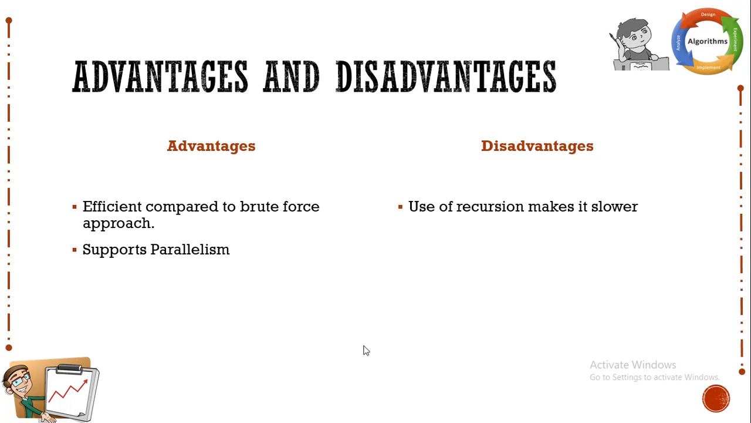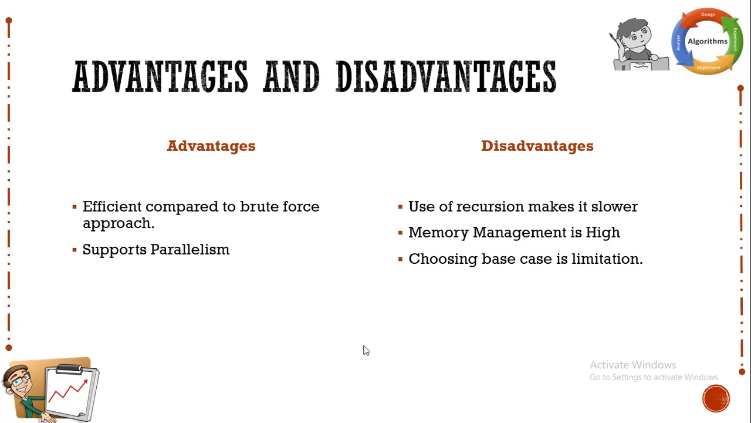Now let's see the disadvantages. Most of the problems that we solve with the help of the divide and conquer approach use recursion, and due to this, recursion makes it slower because we need to maintain the stack. Apart from this, memory management is also high because we make multiple recursive calls and we need to make sure that whatever the output of each recursive call is, we maintain it properly.